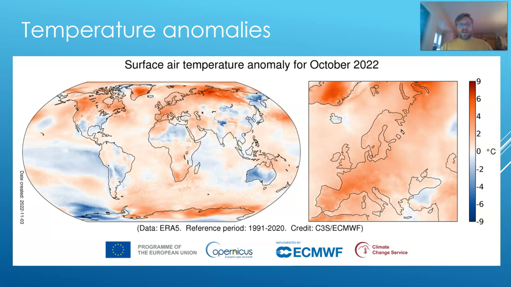And you see that phenomenon that I mentioned where the polar areas tend to have higher temperature anomalies than some of the tropical areas, even though tropical areas are overall still warmer. Polar areas have just gotten warmer relative to their own long-term average.